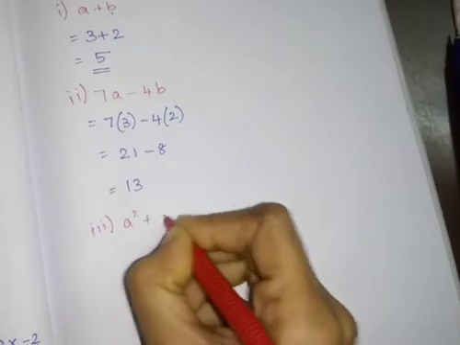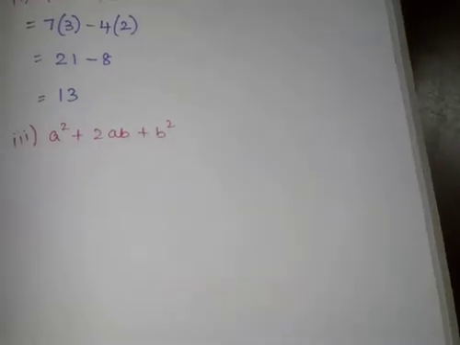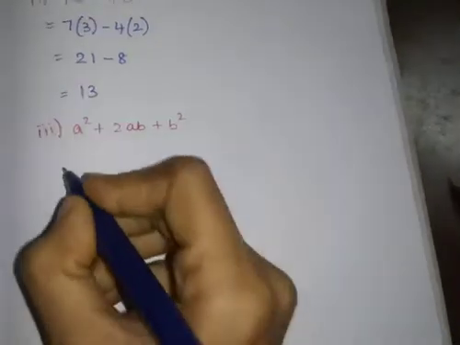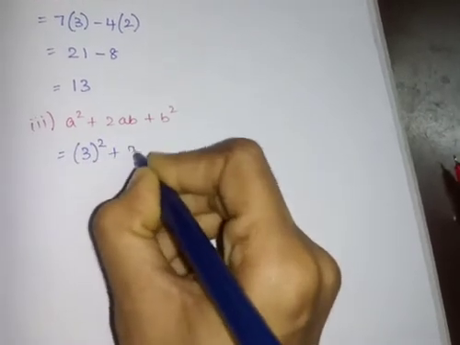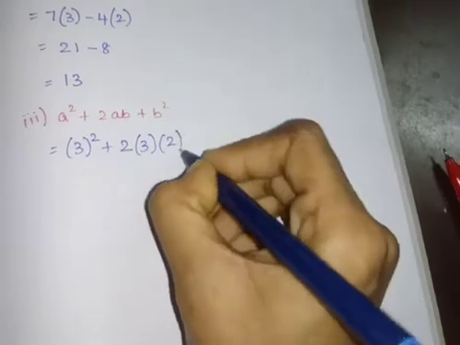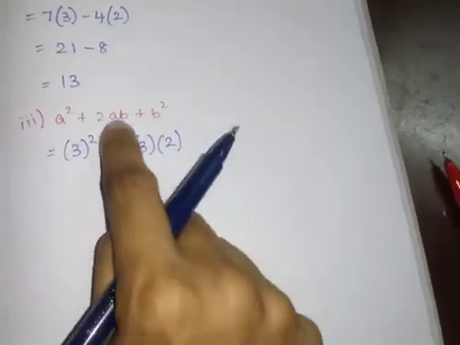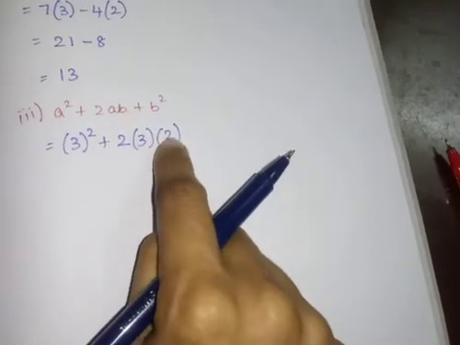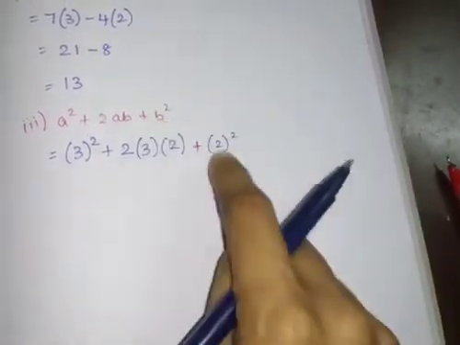A square plus 2AB plus B square. So what is your A value, children? 3. So 3 square, plus 2 into A value 3, B value 2, plus B square, which is 2 square.